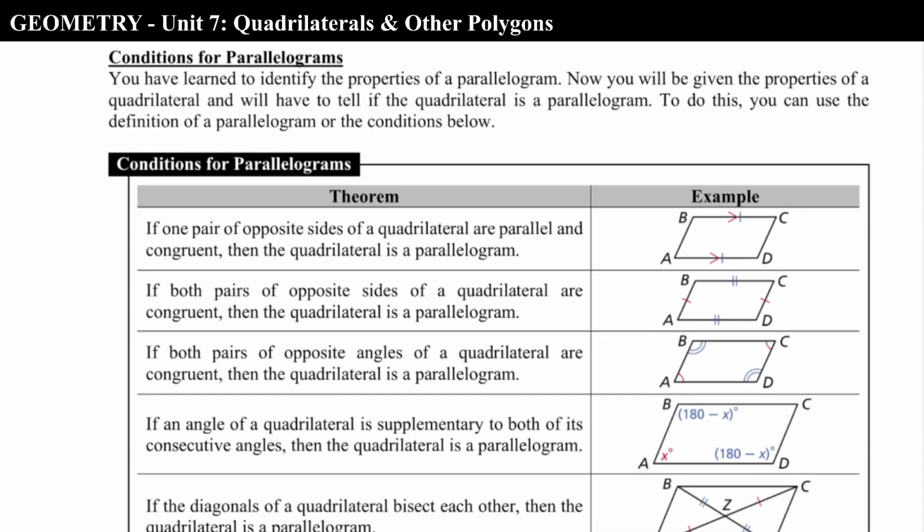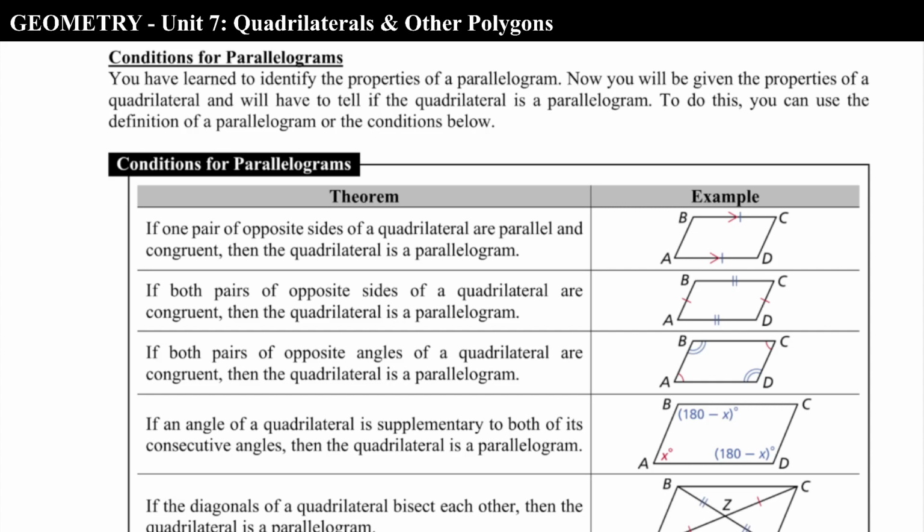So let's talk a little bit about conditions for parallelograms. And you're going to see a lot of similarities to the properties that we've already talked about. So now we're going to be given properties of a quadrilateral. We'll have to tell if the quadrilateral is a parallelogram. To do this, you can use the definition of a parallelogram or the conditions below.